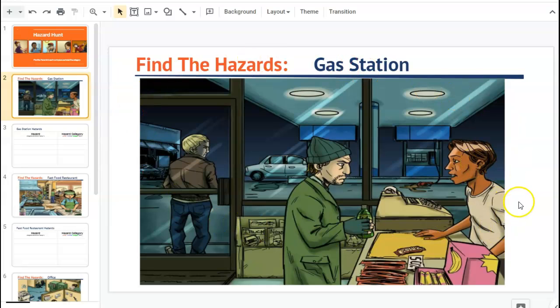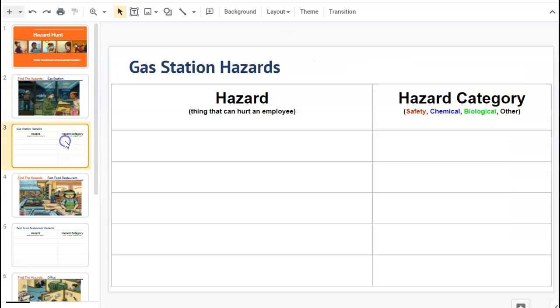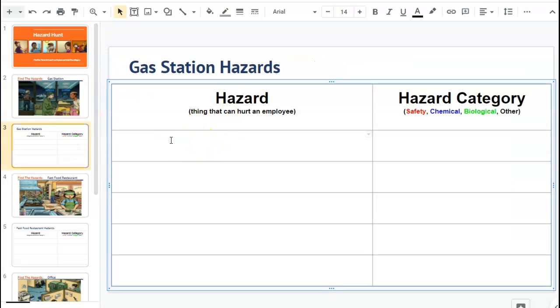You need to look at this picture and look at things that could be hazardous to him. Think about some of those things that we just talked about. What are some things that could cause hazards in this gas station? Then on the following slide, you're going to type in what the hazard is, whatever it is, and then you're going to tell me what category it falls into.